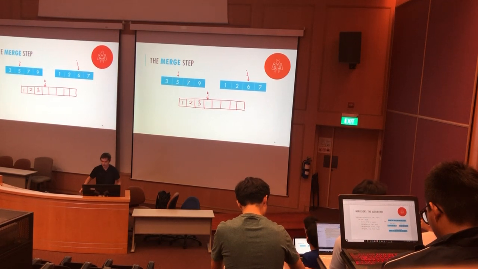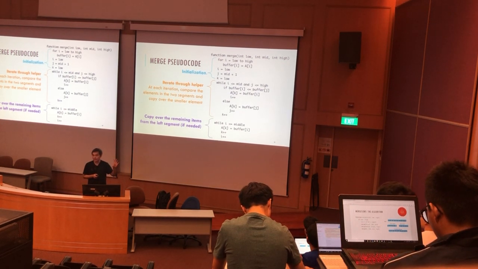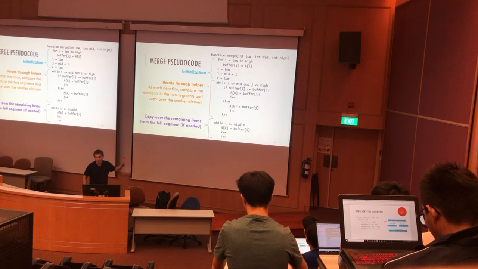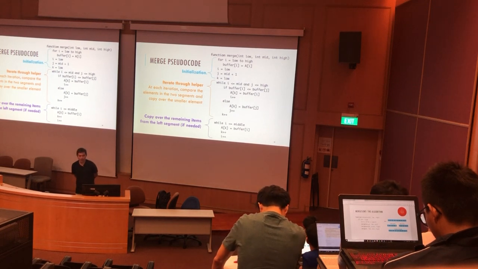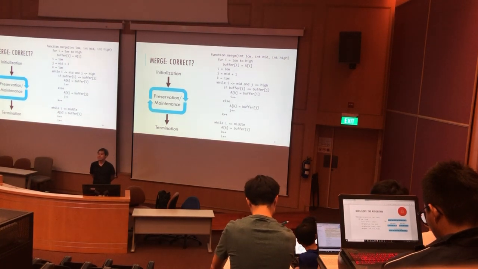Very, very straightforward. So the merge step is very straightforward. This is the pseudocode. I won't go through it; you can read it on your own. It's not difficult, but it's slightly different from the one I presented, meaning that you first copy everything to a buffer array. You can work through it slowly. So, is this code correct?